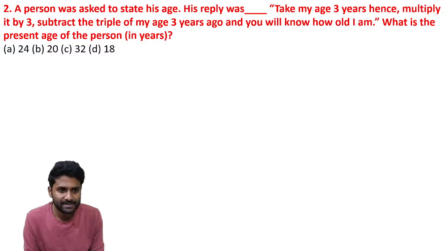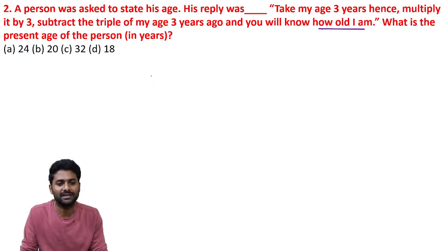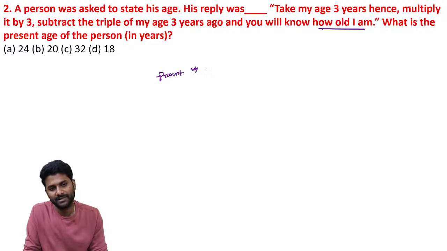Now see, a person was asked to state his age. He replied, take my age 3 years hence, multiplied by 3, subtract triple of my age 3 years ago, then you will know how old I am. Now the question: what is the present age of the person? Let us take the present age. We have to identify the present age of the person.